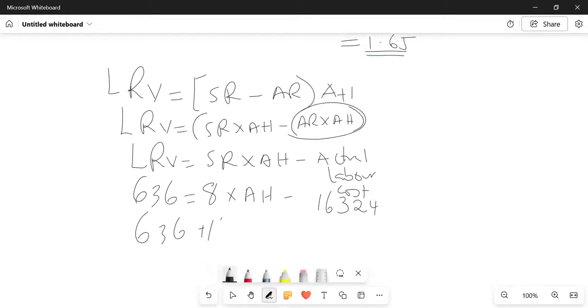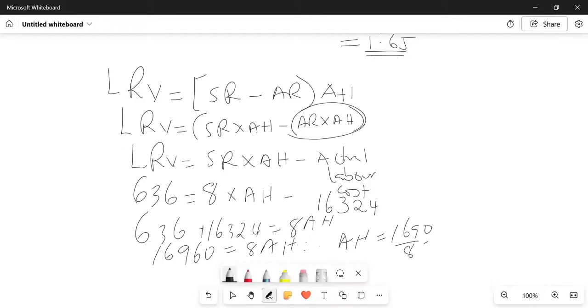636. So here it was negative, it becomes plus. Plus 16 equals 8AH, isn't it? How much do you say it is? 16? 960 equals 8AH, meaning that AH will be 1690 divided by, which is 21 what? 2120. Thank you so much.